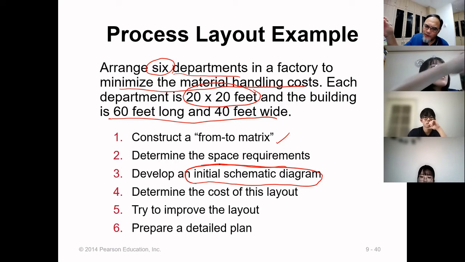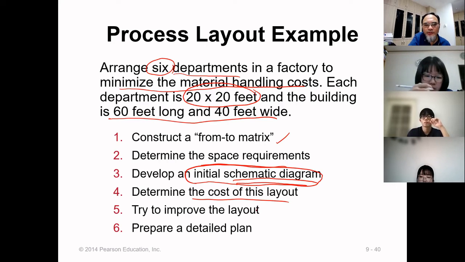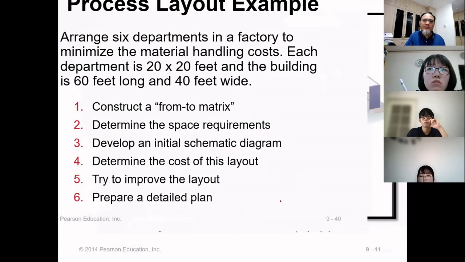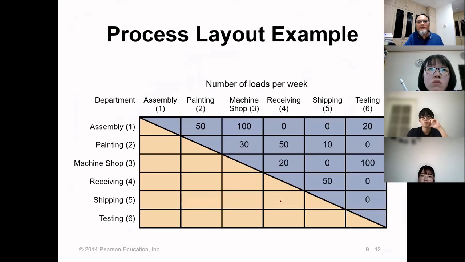Of course, you can use the relationship diagram which I showed you before. That relationship diagram can be used, and after that you get this from-to matrix as well as the initial diagram. Then you determine the cost of this layout. Then you do improvement, because the initial cost is probably not minimized. You want to find the minimum cost, so you try to improve the layout and you prepare the detail plan. Let me skip this for a while.